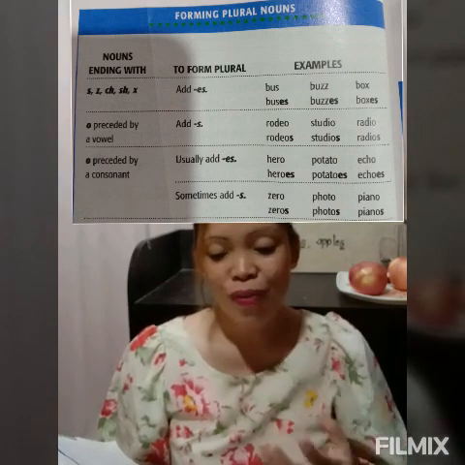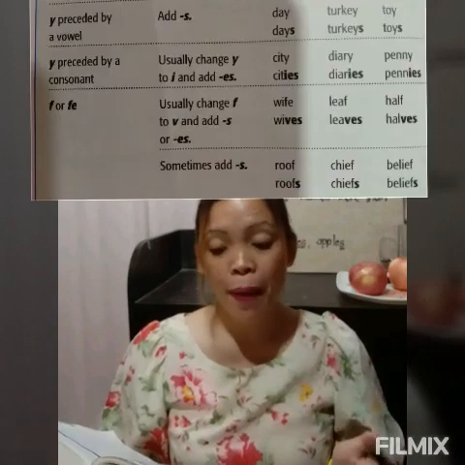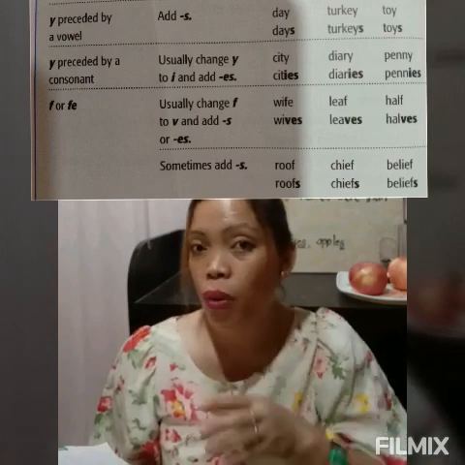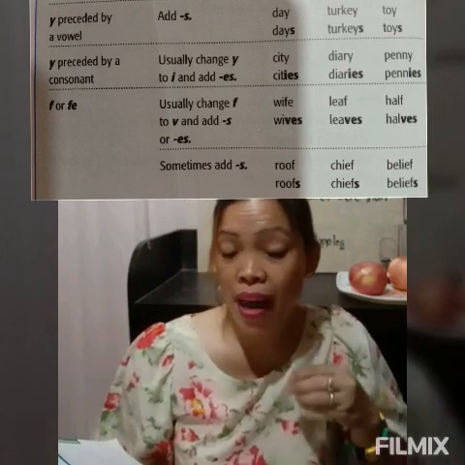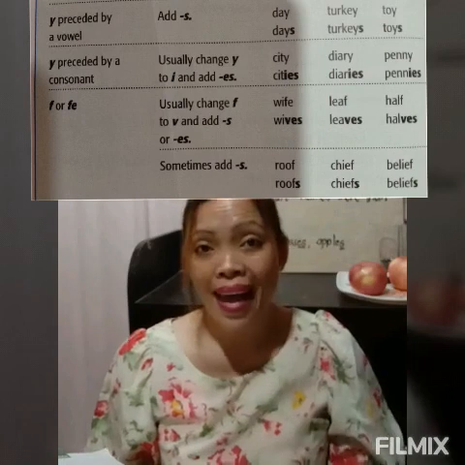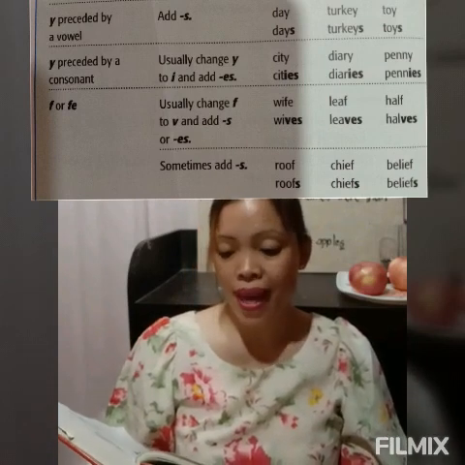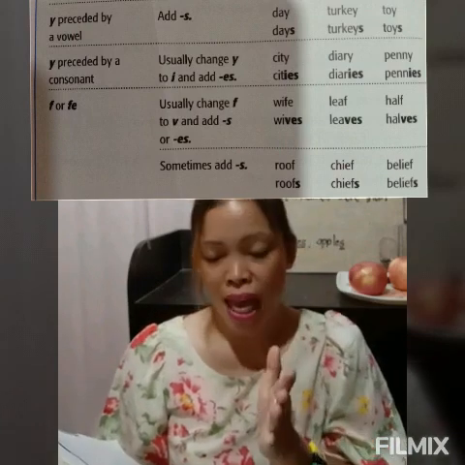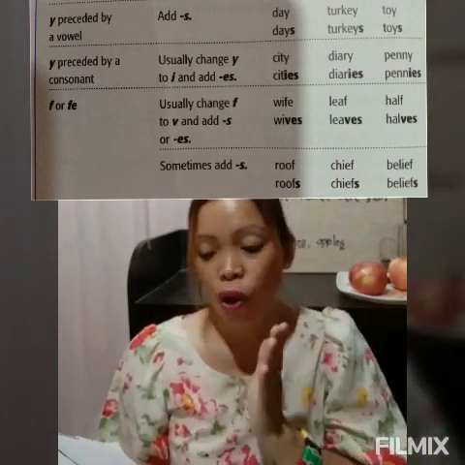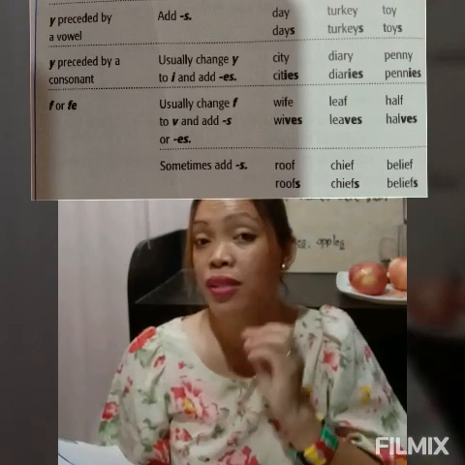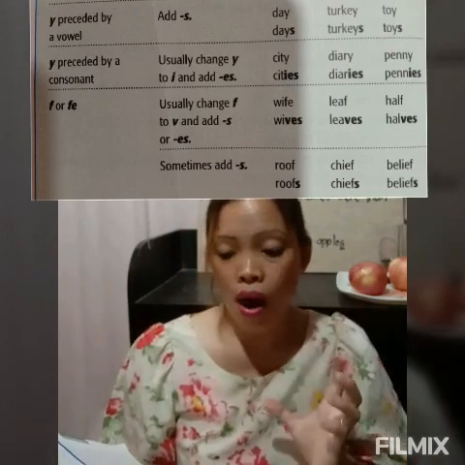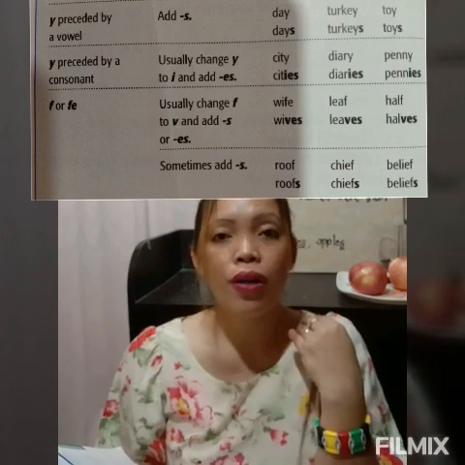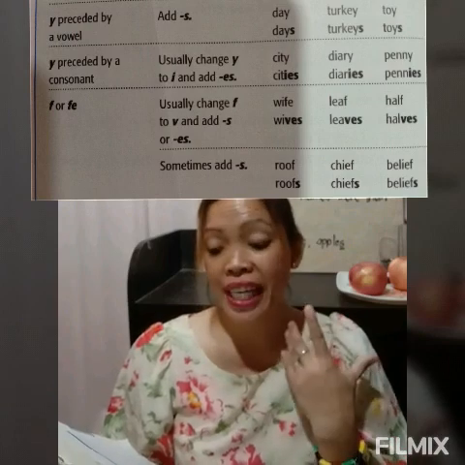Then for the fourth one, we have Y preceded by a vowel. Nouns ending with a Y but preceded by a vowel, we are to add S. Examples, we have day, days. Look at the word day there. The letter Y at the end is preceded by a vowel, A. Then simply add S.